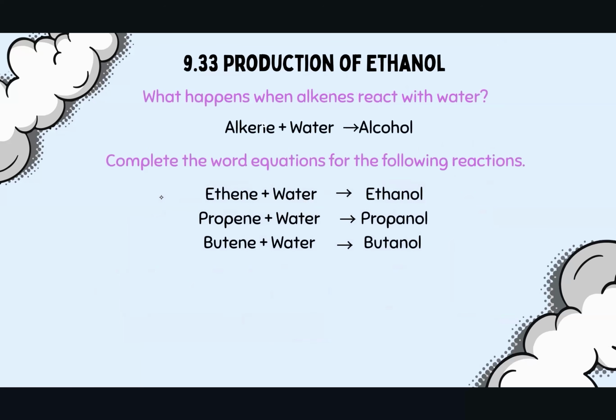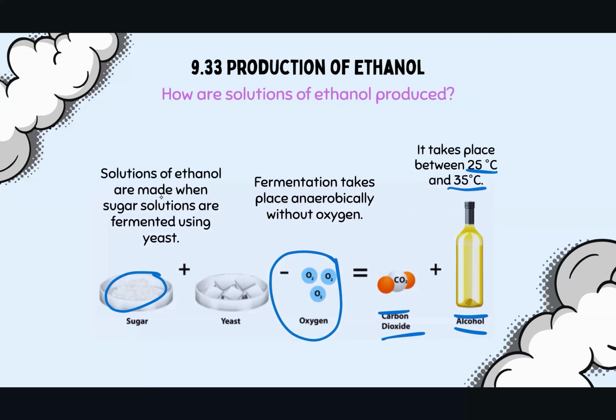So alkene plus water makes alcohol. What happens when alkenes react with water? This is another way of making ethanol. One way is fermentation, which takes place anaerobically, without oxygen. The yeast feeds off the sugar, it anaerobically respires, and it makes ethanol.